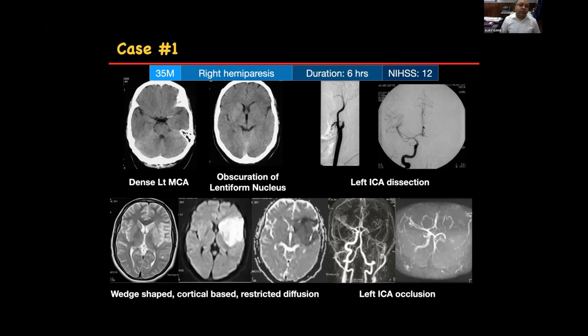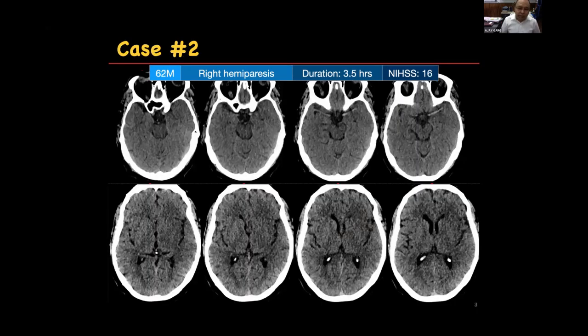Let's look at the second case. This is a 32-year-old male presenting with right hemiparesis of the duration of 3.5 hours. So we have to look for the early ischemic changes. We have to look for the direct thrombus if we can see it. In the upper row, the sections were taken at the level of the M1 vessel, and in the lower row, the sections were taken at the level of the basal ganglia. If you look carefully, the left middle cerebral artery is hyperdense compared to the contralateral side. Plus on the left side, the basal ganglia structures are also not very well defined.